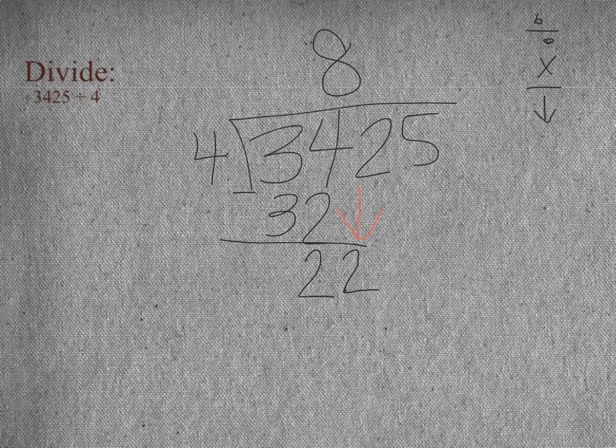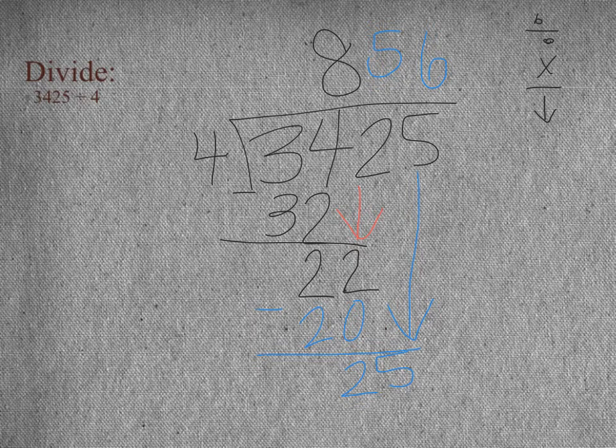Alright, let's solve the rest of this problem so that you can check your work. Alright, so we brought down our 2 to get 22. 4 can go into 22 5 times, because 4 times 5 is 20. Now I subtract. 22 minus 20 is 2, and I bring down the 5. Now I have 25. Alright, how many times can 4 go into 25? Well, I know 4 times 6 is 24. That's probably the most that I can get, so I know I'm going to have a 6 here.